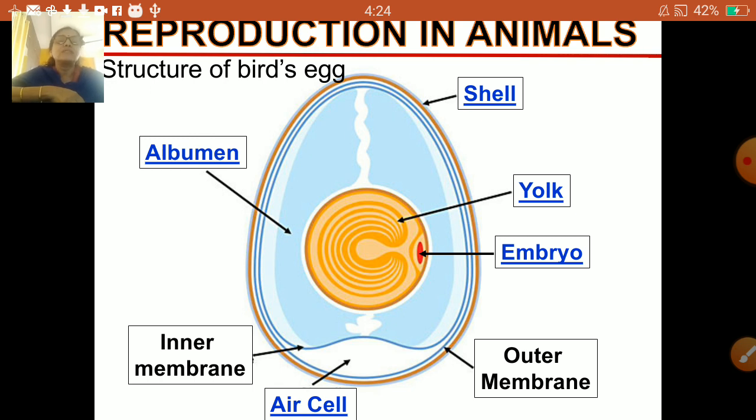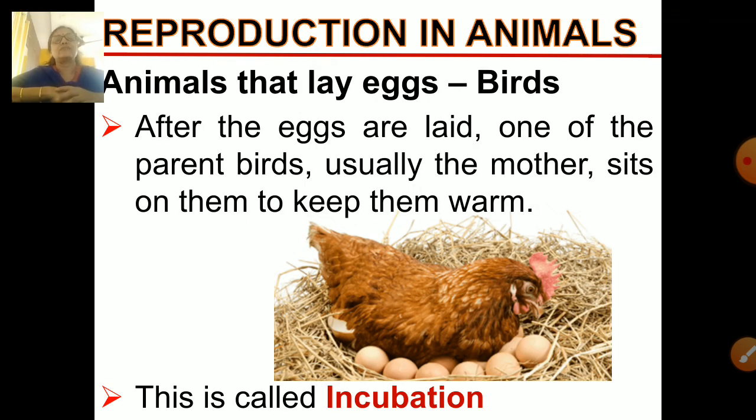So when the female bird lays the eggs, after the eggs are laid, the mother bird will sit on the eggs to keep them warm. You can see in the picture. This process is called incubation. Yes children, what is it called? It is called incubation. The sitting of the mother bird on the eggs to keep them warm is called incubation.